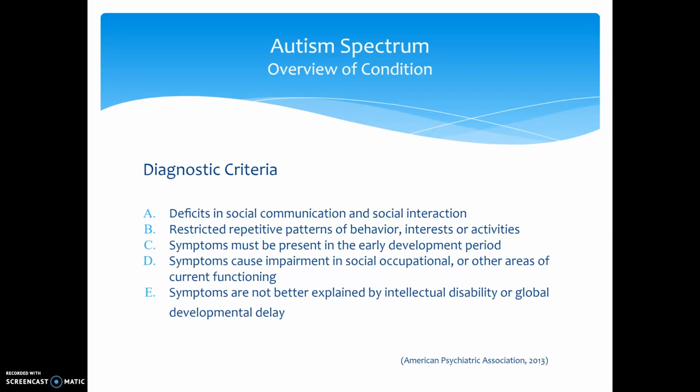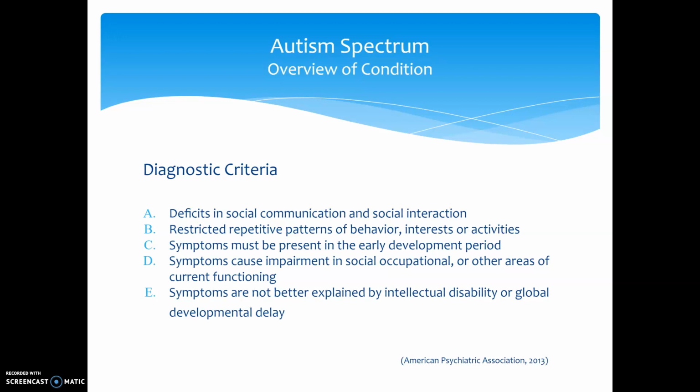The first diagnostic criteria that the DSM-5 looks at is persistent deficits in social communication and social interaction across multiple contexts. This includes, but is not limited to, abnormal social approach and failure of normal back and forth conversation, failure to initiate or respond to social interactions, poorly integrated verbal and nonverbal communication, a total lack of facial expressions and nonverbal communication, difficulties in sharing imaginative play or in making friends, and/or an absence of interest in peers.